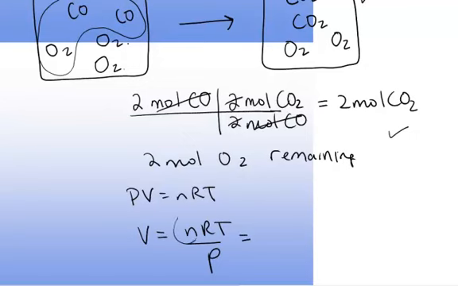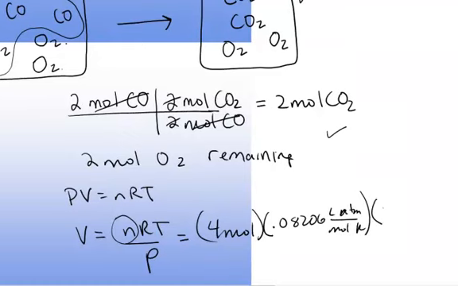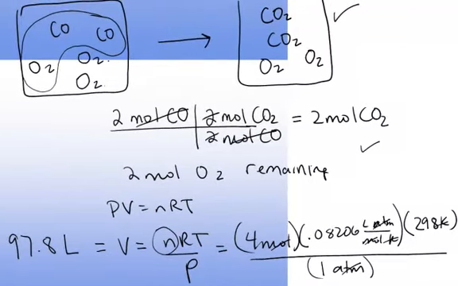In this case, in our container, we have 4 moles of gas. It doesn't matter that they're different gases because they're all behaving ideally. The R we'll use is 0.08206 liter atmosphere per mole Kelvin, times the temperature, 25 degrees Celsius, which is 298 Kelvin, divided by the pressure, 1 atmosphere. We see here that our mole unit cancels, our temperature unit cancels, our atmosphere unit cancels, and we're left with units of liters, 7.8 liters. So that's the total volume at the end.